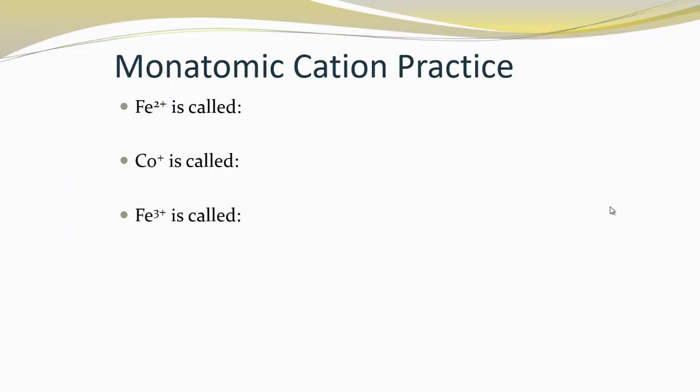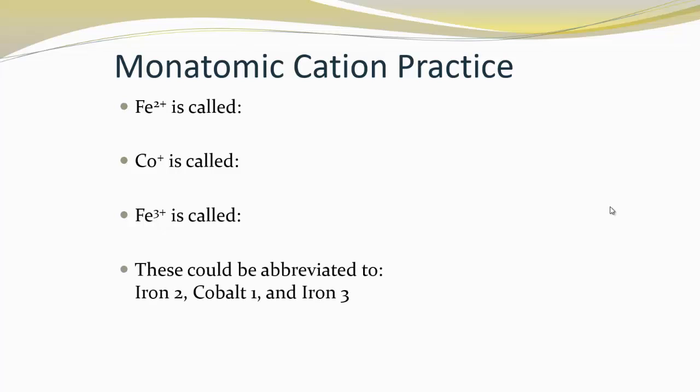So again, take a second, pause the video if you need to so you can get the answers. And if you're watching at this point, I'm going to assume that you're good to get the answers now. So you've got iron 2, which is also known as iron 2 ion, cobalt 1, because it's got a charge of +1 there, cobalt 1 ion, and iron 3, which is iron 3 ion.